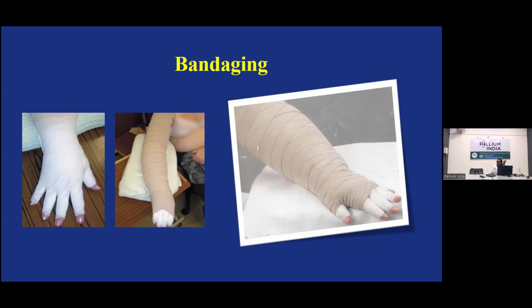Ask the patient to take deep breathing exercise. The only difference is they should not touch the affected part. They should not touch the affected part, but all other things they can do. They can take deep breathing exercise.